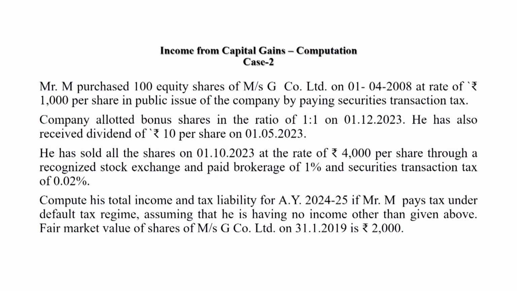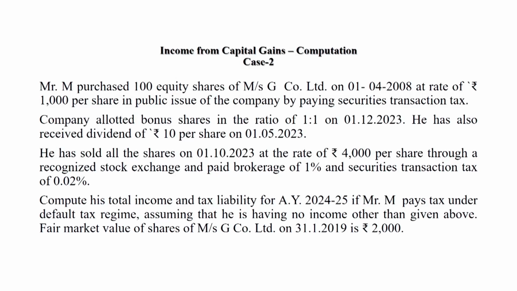Fair market value of share of Messrs. G and Company Limited on 31st March 2019 is rupees 2000. So, dear students, the shares were purchased on 1st April 2008 and the fair market value of such an asset is rupees 2000 on 31st January 2019. So how is this case solved? How will this case be solved?